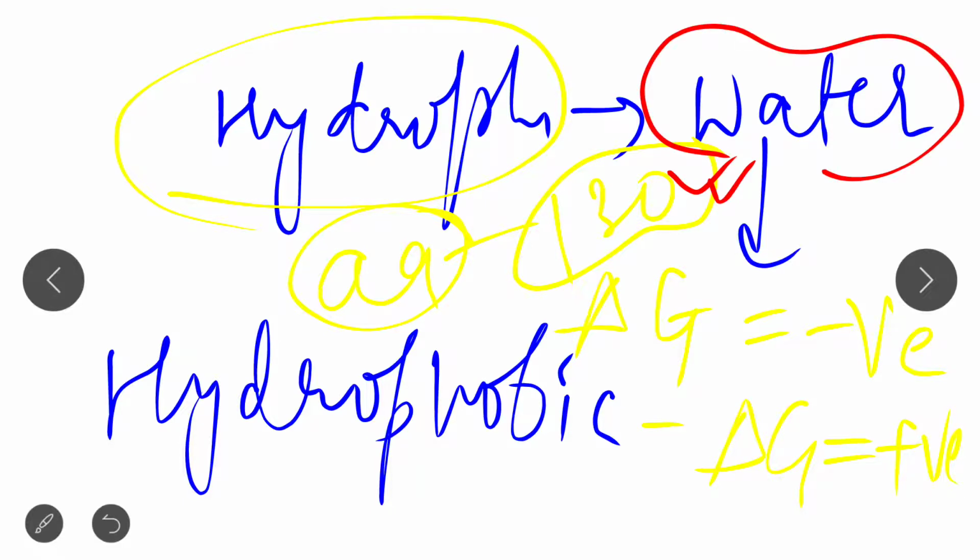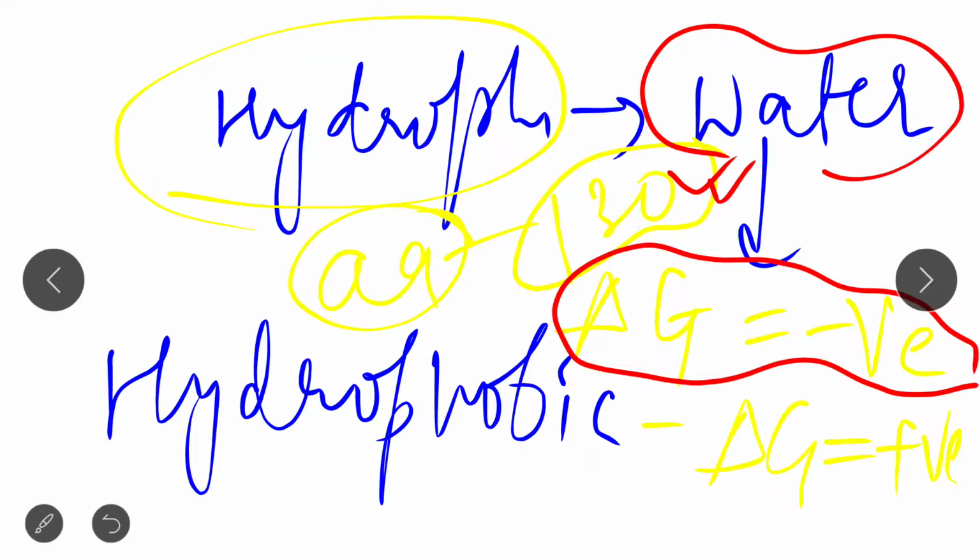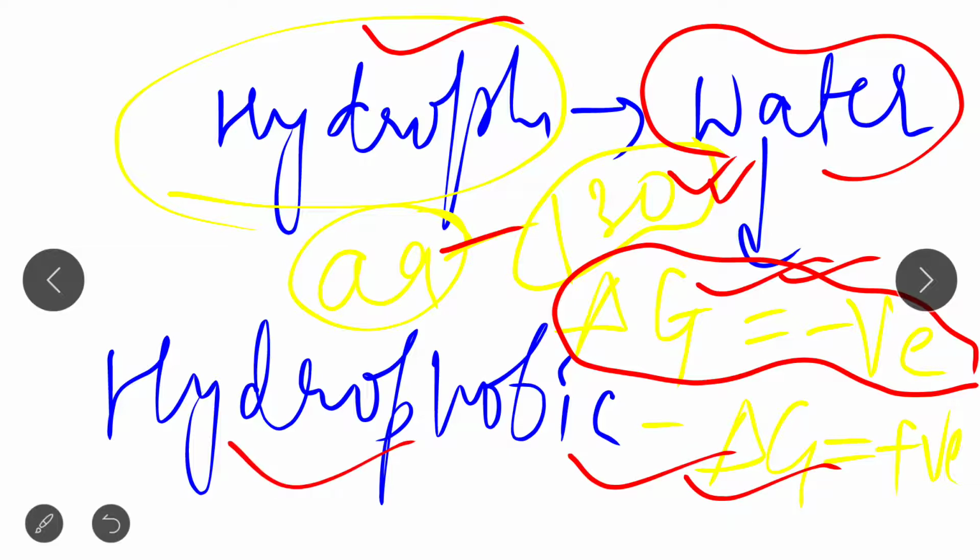Because through this interaction we can come to know, by the help of this del G value, which segments are positive, which are hydrophilic, and which are hydrophobic. So when we dissolve this protein amino acid residue in water, those whose value comes out negative are hydrophilic in nature, and those whose value comes out positive are hydrophobic in nature.